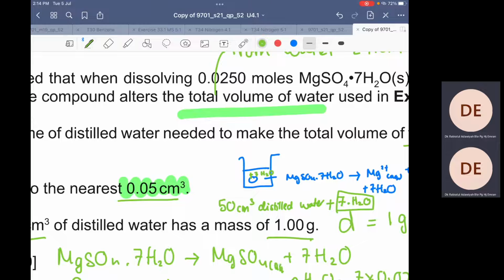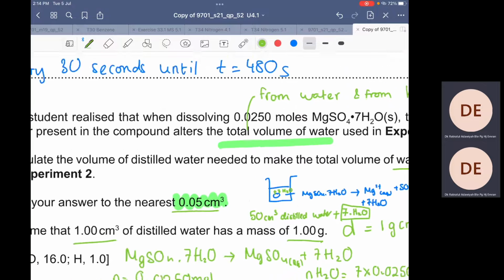Okay, so that's my aqueous. When I dissolve magnesium sulfate with 7H2O, the hydrated one, I will get magnesium ions, sulfate ions, plus 7H2O. Okay, I want to find volume. How much volume does 7 moles of water represent?